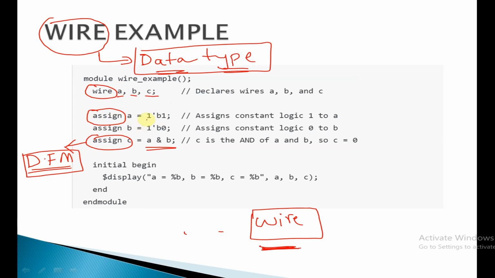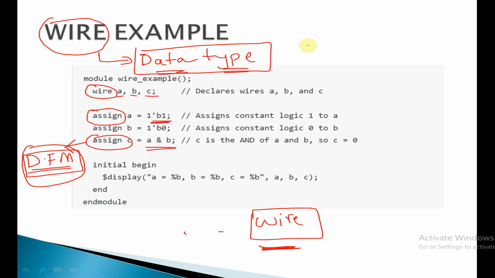So what value has been driven to a? 1 has been driven. We are not storing anything inside this a, we are driving the value. And how are we going to drive the values? We are going to use the keyword assign. About this assign, how this works, everything we will discuss in the data flow modeling.